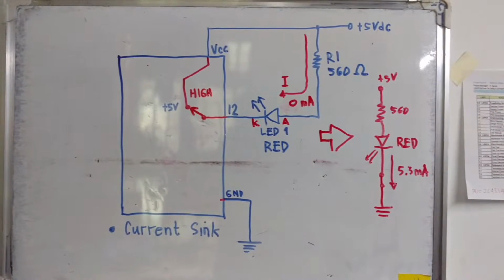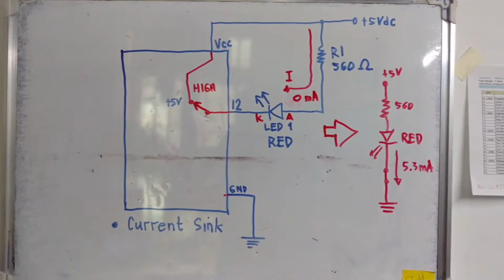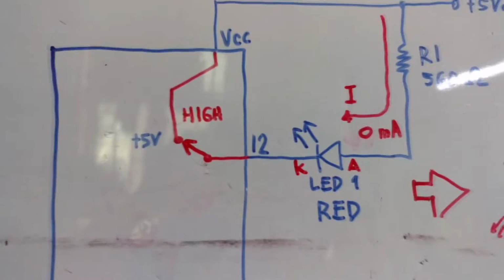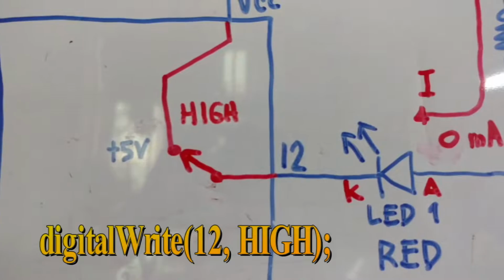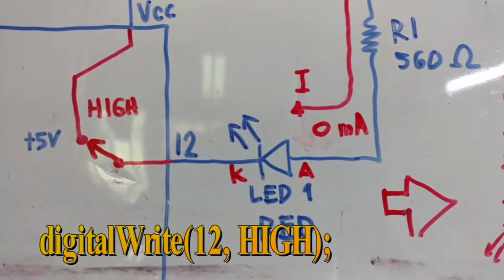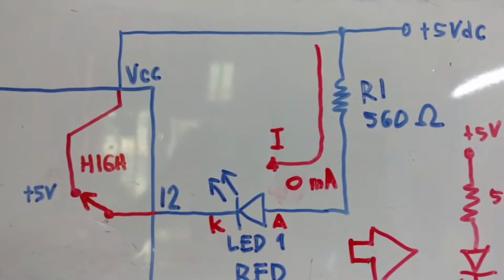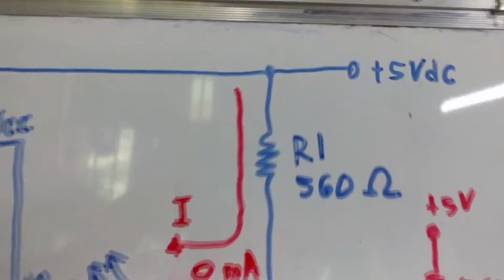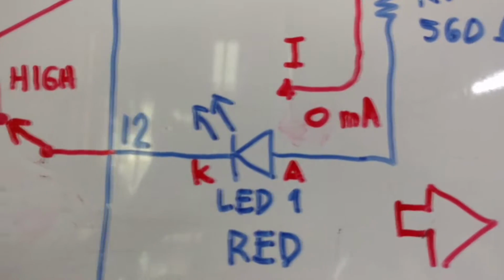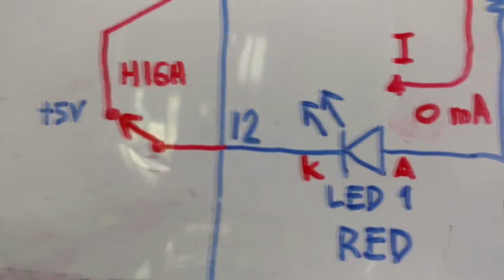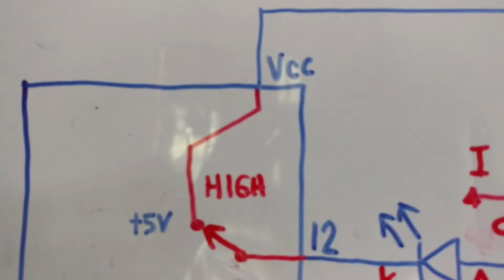So what happens if we instruct the microcontroller in the wrong way? Say for example, we instruct pin 12 to go high, then the LED will not light up. As you can see in here, we get plus 5 volts going into the anode, and the cathode is also connected to plus 5 volts.